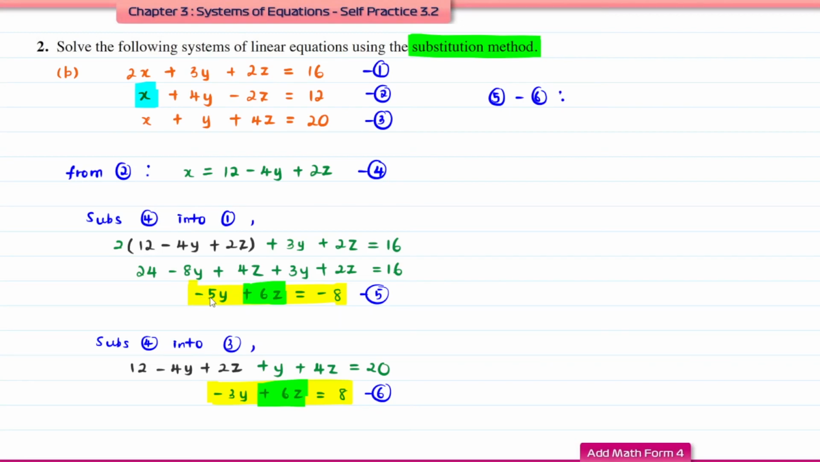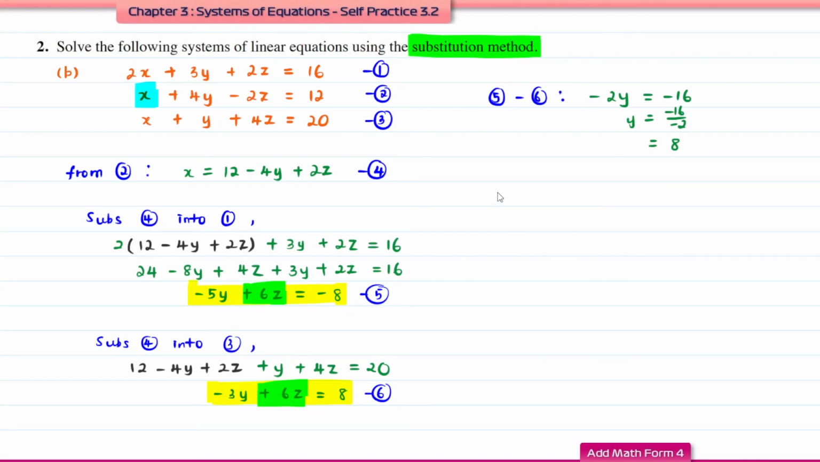So first is negative 5y minus this negative 3y. So the negative later becomes a plus. So it is equal to negative 5y plus 3y, which is equal to negative 2y. Alright, z will be eliminated. So negative 8 minus this 8, we're going to get negative 16. So y is equal to negative 16 divided by negative 2, which is equal to positive 8.